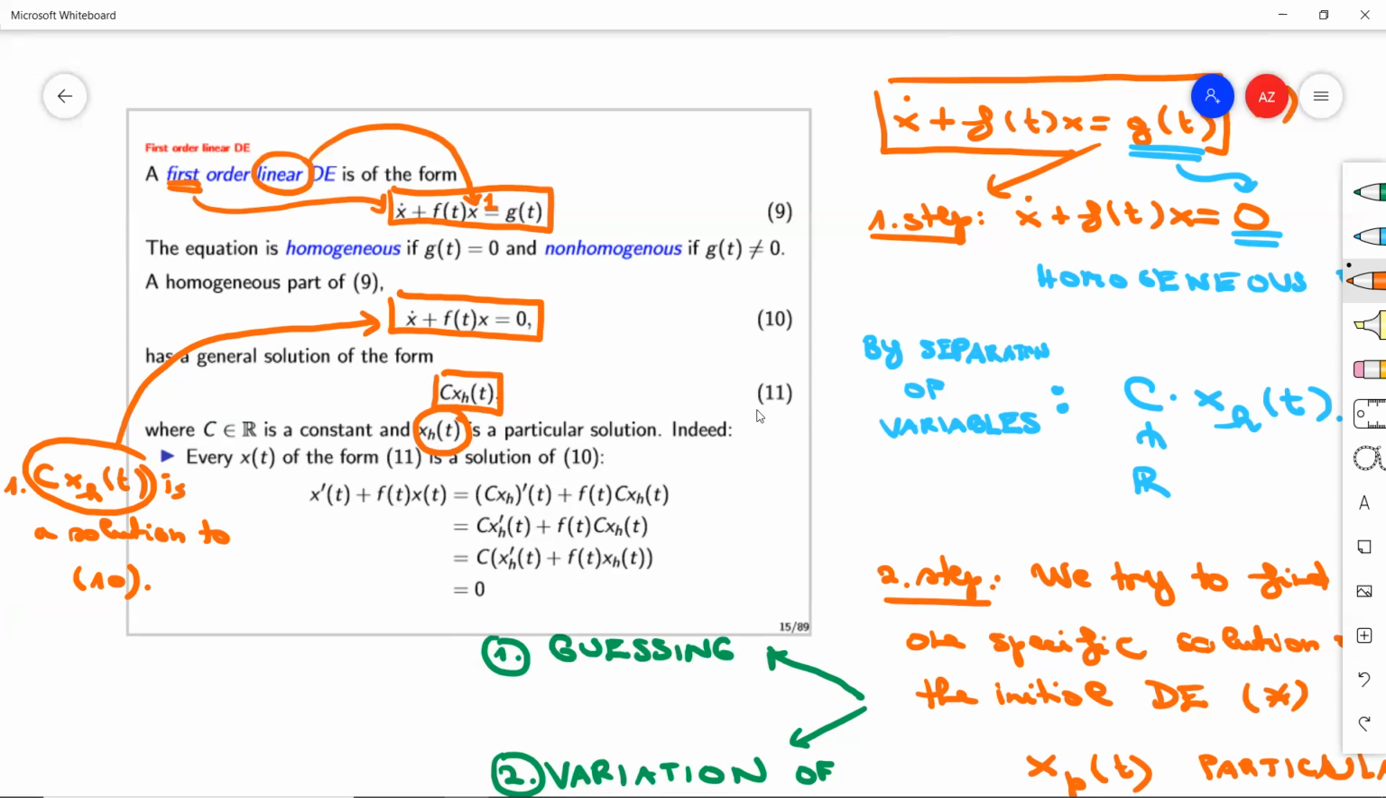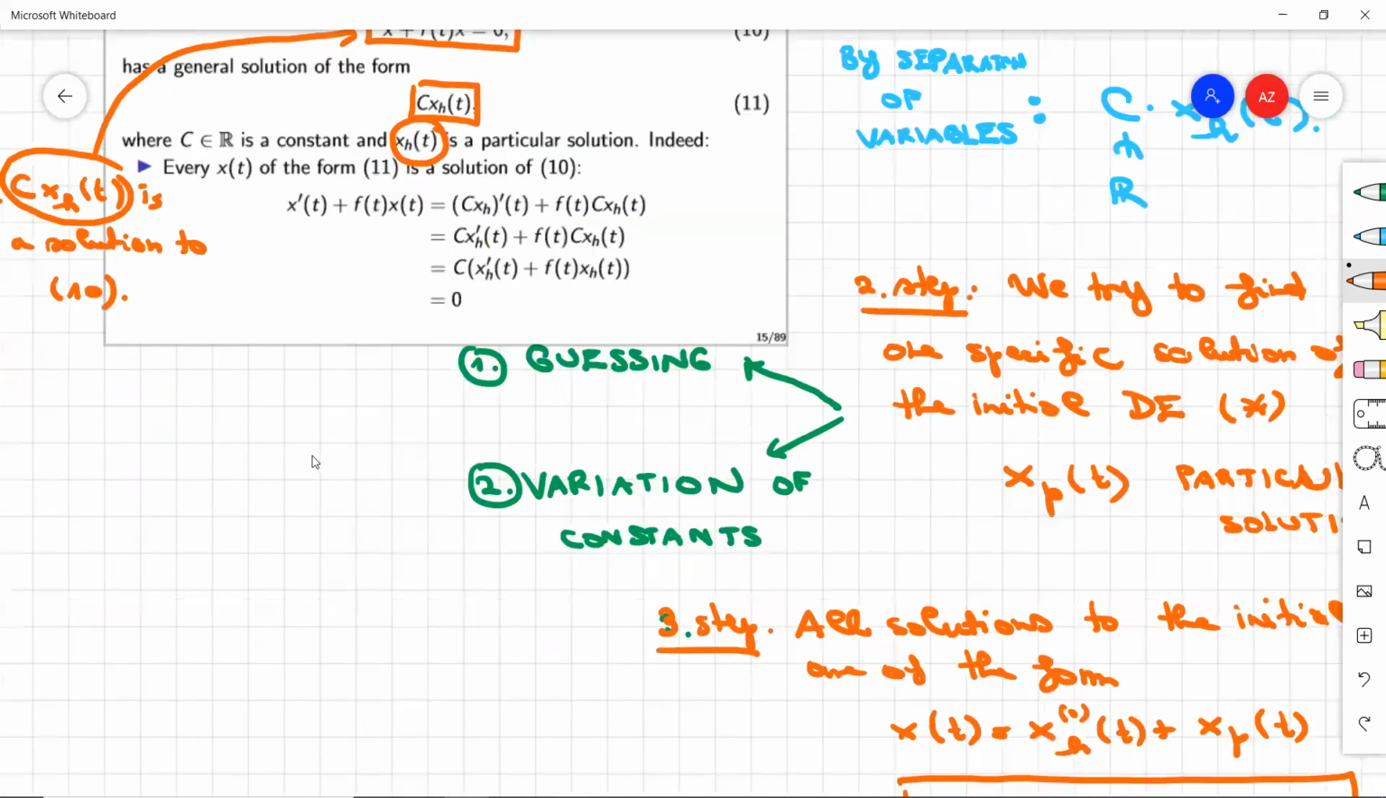So this was only one direction. So if we have one particular solution, then multiplying it with a constant also gives us a solution. However, the second step is to show that every other solution is of this form. And there is a trick to do this.